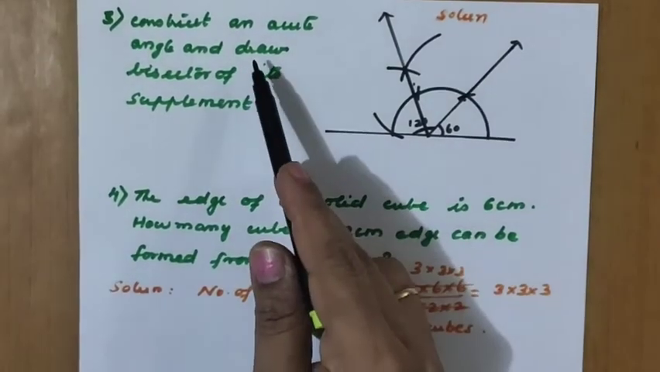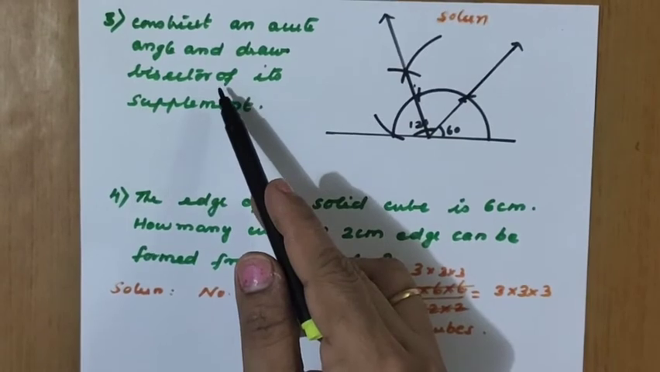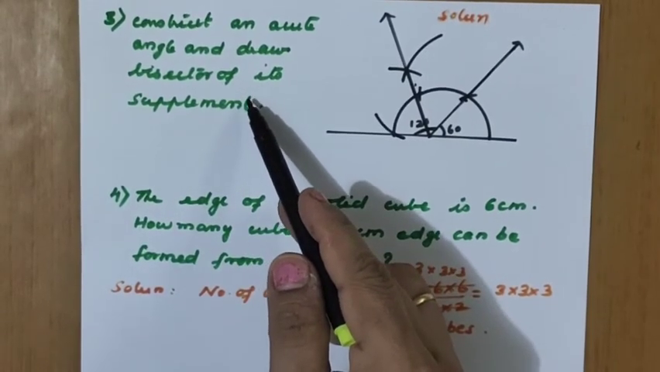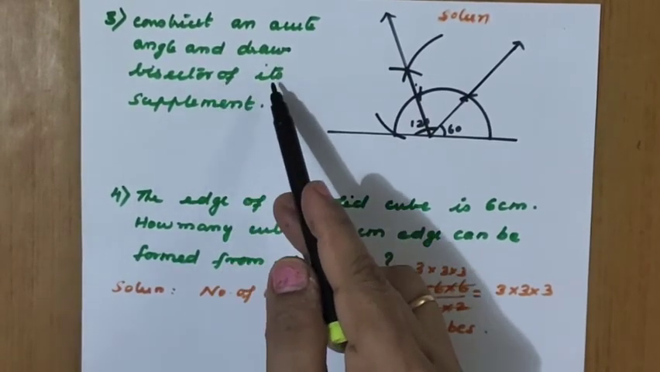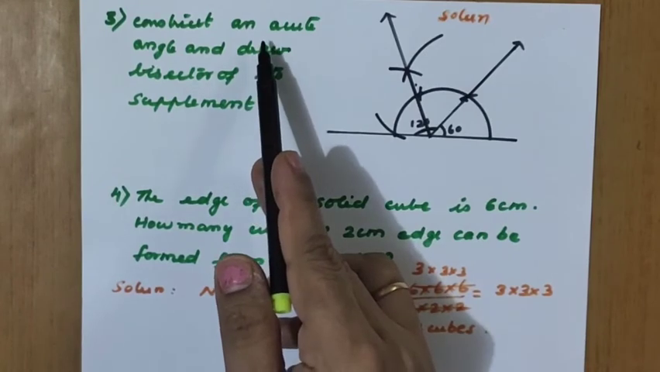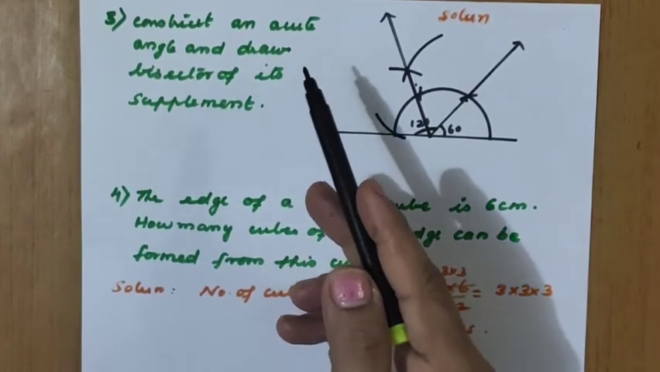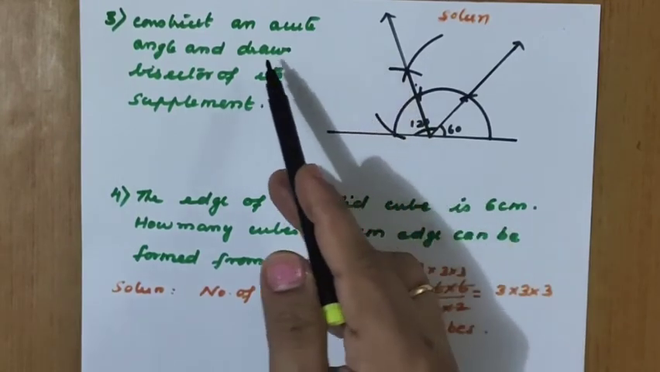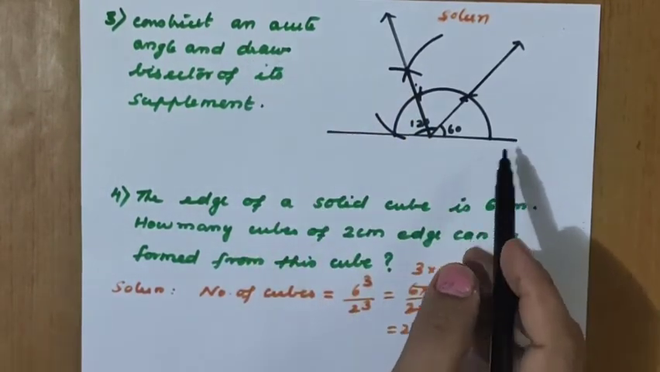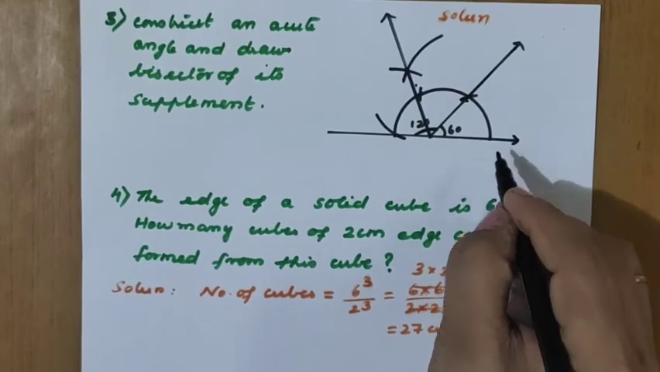Third question: construct an acute angle and draw the bisector of its supplementary angle. So an acute angle we have to construct. Any angle you can construct, 45 or 30 if you want. The one I feel is easy is 60 degrees.